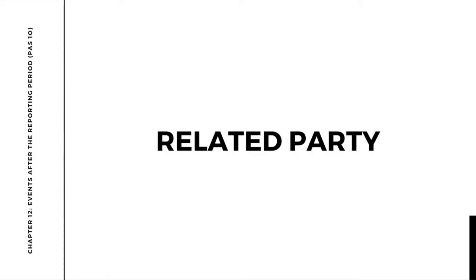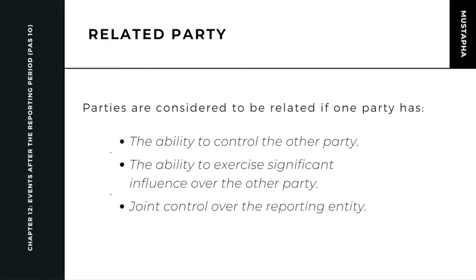Related party. Parties are considered to be related if one party has, so we have three here: first, the ability to control the other party; second, the ability to exercise significant influence over the other party; third, joint control over the reporting entity.